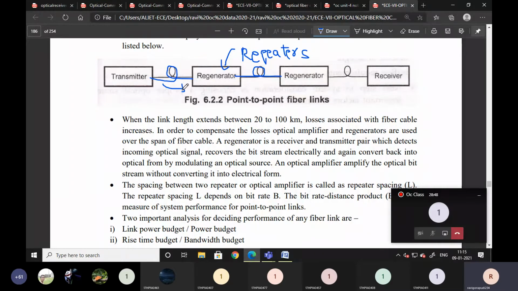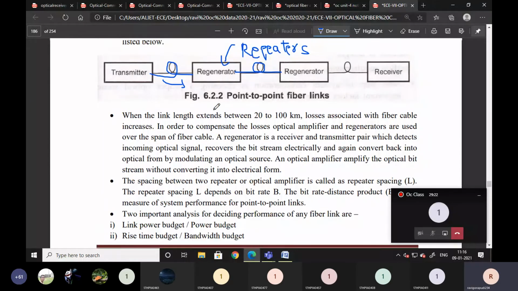For example, I am going to transmit one signal up to 10 kilometers. After 5 kilometers, if the signal strength decreases, how are we going to regenerate that input signal? Then we can use one circuit called a regenerator or repeater. In this concept, I am using two regenerators. If you want, you may use three or one, no problem. For example purposes, I am taking two.